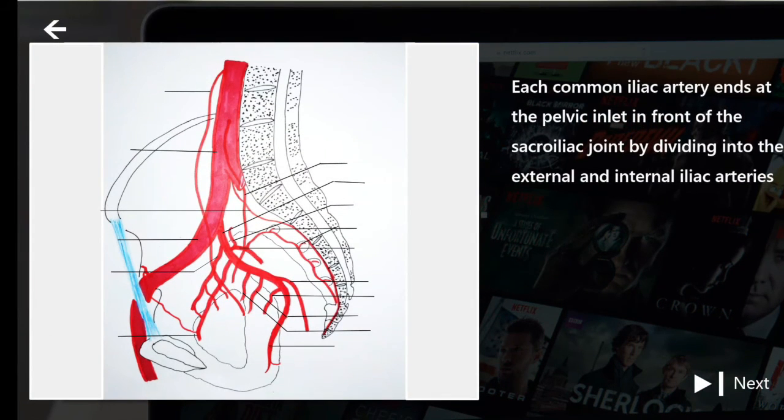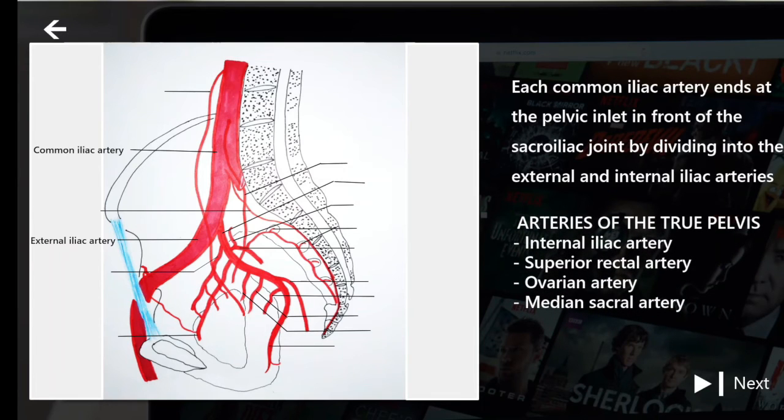Arteries of the pelvis. Each common iliac artery ends at the pelvic inlet in front of the sacroiliac joint by dividing into external and internal iliac arteries. The external iliac artery runs along the medial border of the psoas muscle, following the pelvic brim, and gives off the inferior epigastric and deep circumflex iliac branches. It leaves the false pelvis by passing under the inguinal ligament to become the femoral artery.